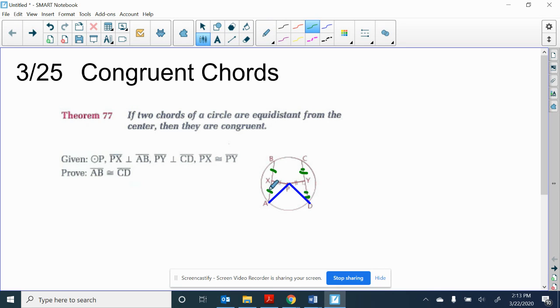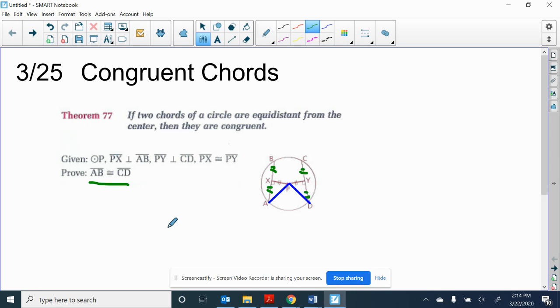So let me throw in a second tick mark here to show those two are congruent. And we have two segments where the halves are congruent. So that means that the wholes are going to be congruent. And that's where we get AB and CD congruent to each other.